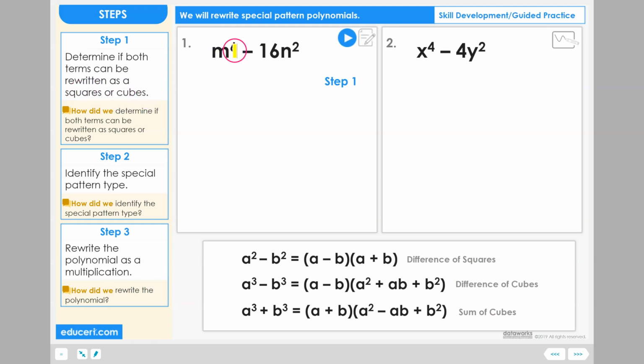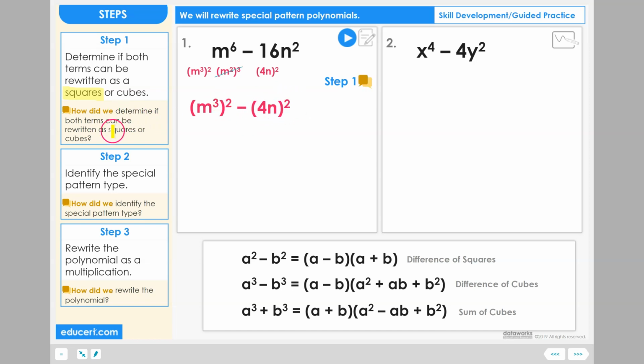m to the 6th power can be rewritten as either a square, m to the 3rd power squared, or as a cube, m to the 2nd power cubed. The second term, 16n squared, can be rewritten as 4 squared times n squared, combined as 4n squared. The second term can only be rewritten as a square, not a cube. So that means that both terms can be rewritten as squares. m to the 3rd squared minus 4n squared.